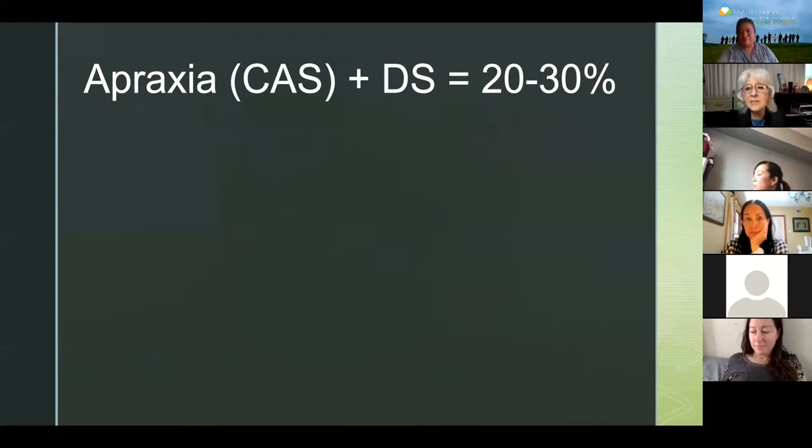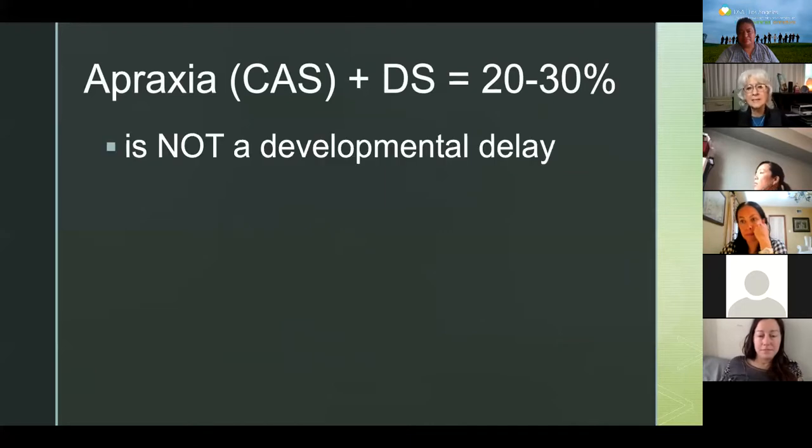But approximately 20 to 30% of our kids with DS are somewhere on the apraxia spectrum. This is data, okay? And here's again what I hate to hear. Oh, it's just Down syndrome. We expect that. No, no, she doesn't have a speech diagnosis. It's just a developmental delay. Well, 20 to 30% of the time, it's not.